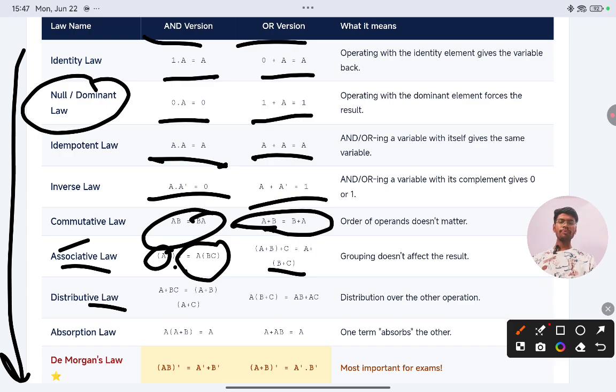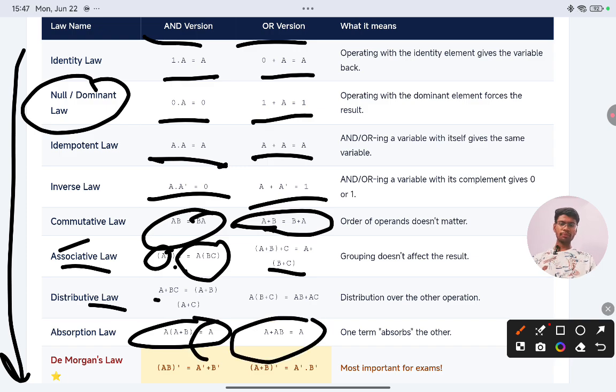In distributive law, A plus (B into C) is (A plus B) into (A plus C). We know this right from maths. And in the OR version, A dot (B plus C) is AB plus AC, distribution over the other operation. We know this, right? And then there is the absorption law. Like A plus AB gives A, one term absorbs the other.